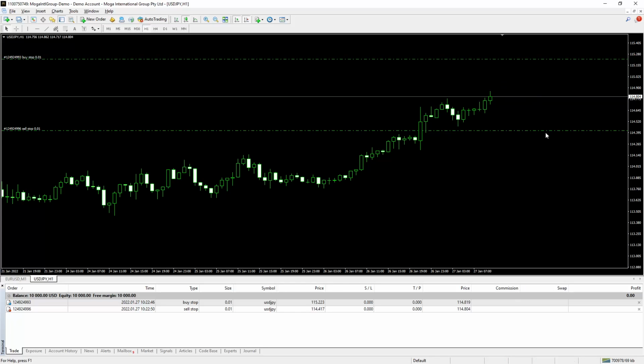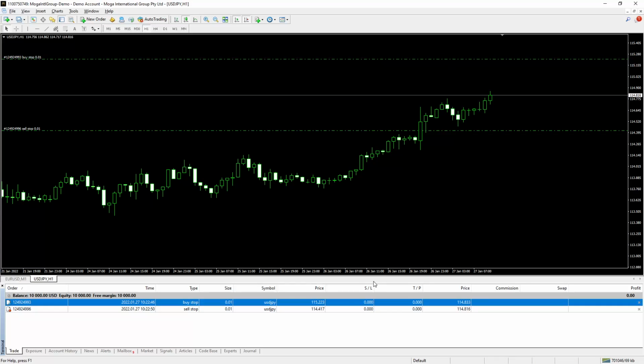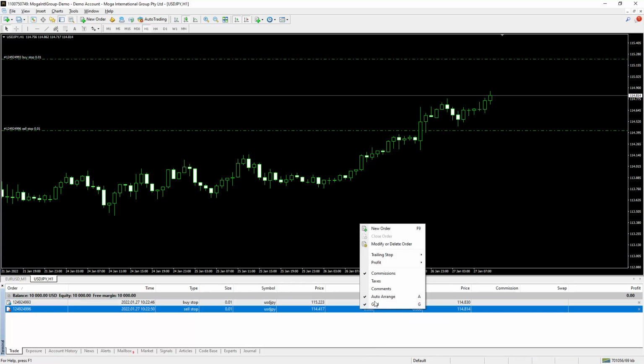Then to exit this, we might want to do two things. One of them is we can set up the take profit and stop loss. We can decide how many points we want for take profit and the stop loss, or just leave it open, and then we can do the trailing stop that I explained a little bit in the last video, right?